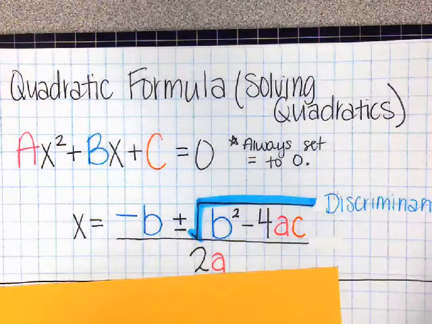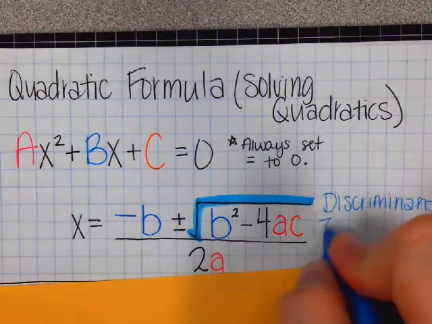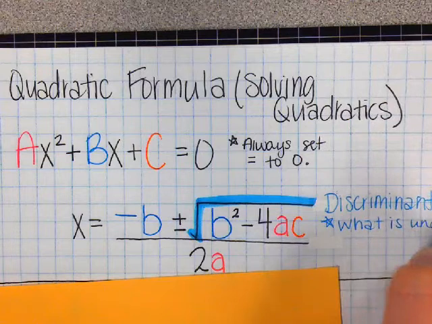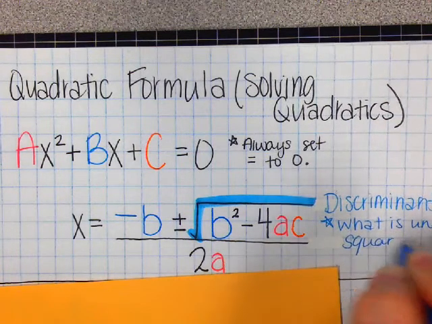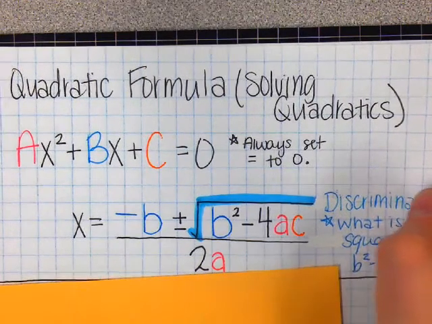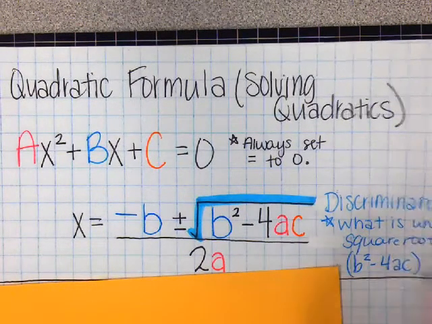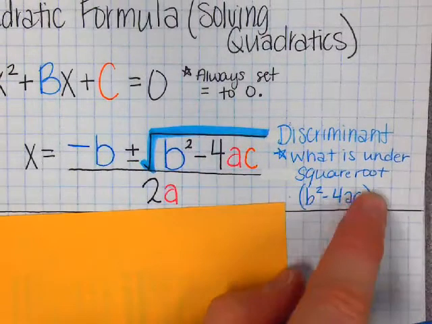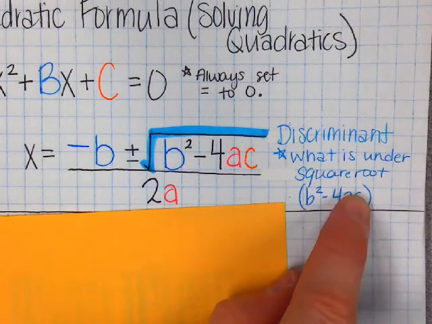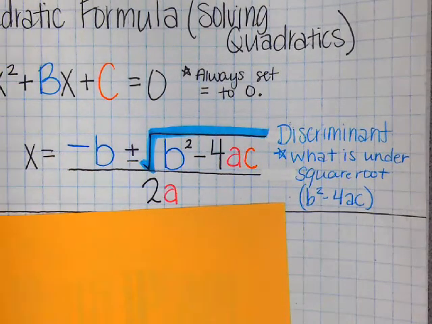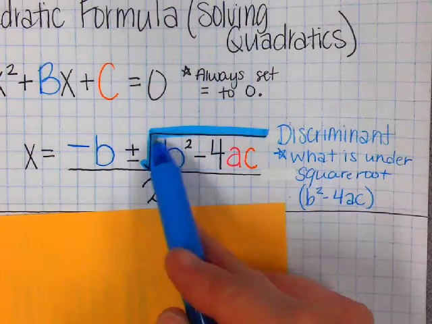Sorry, I have to sound it out. That's what's under the square root, the b squared minus 4ac stuff. Now, we'll talk more about that later. Depending on what type of number the discriminant is tells you how many solutions you will have. I just want that to be in your notes right there.